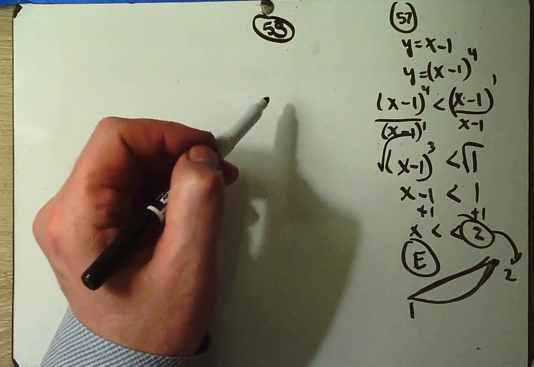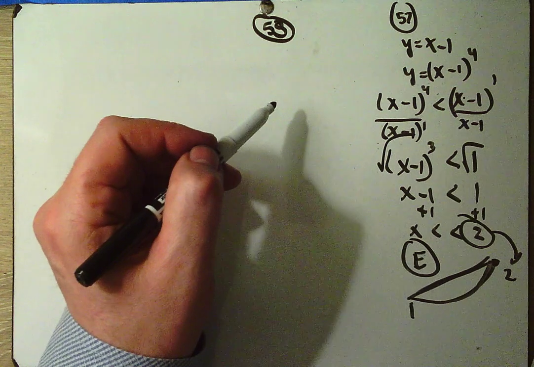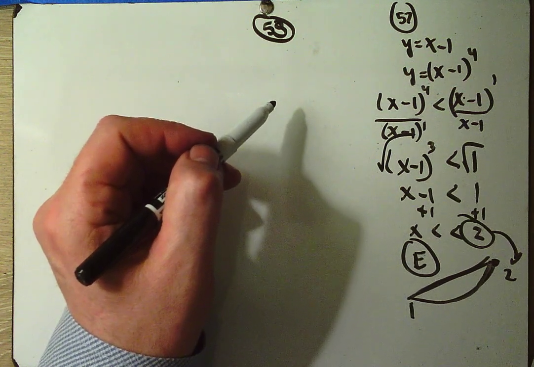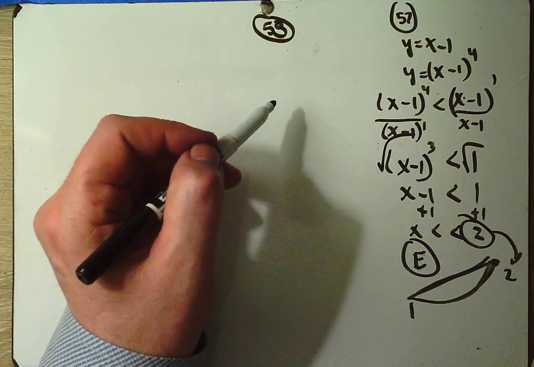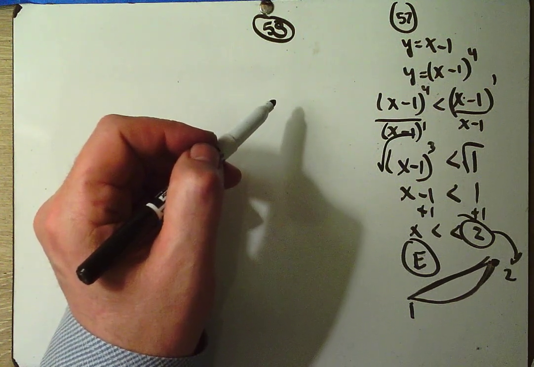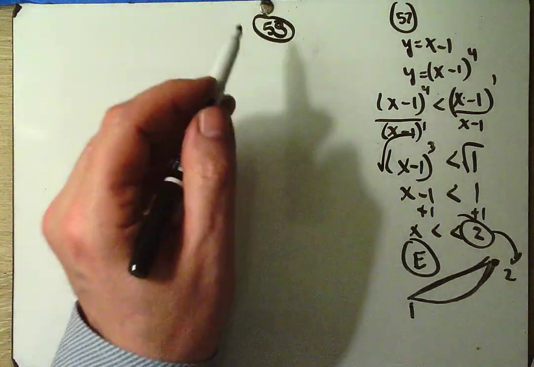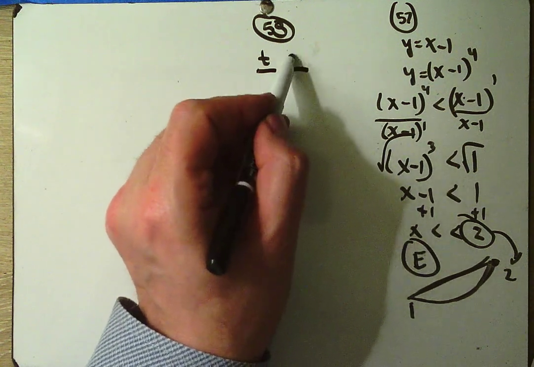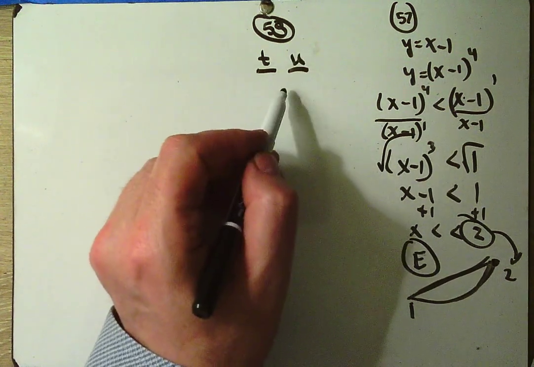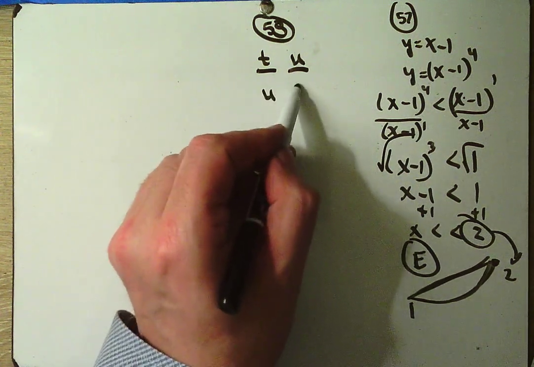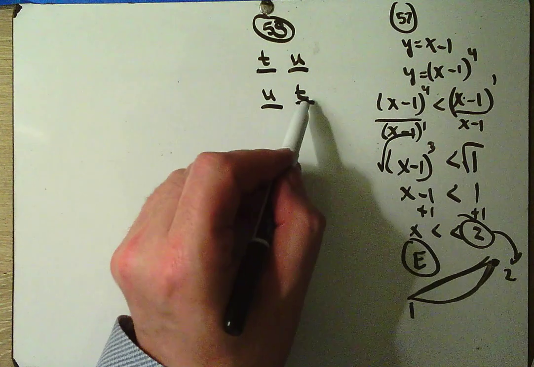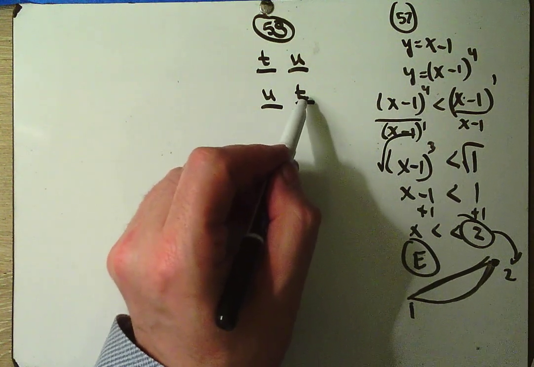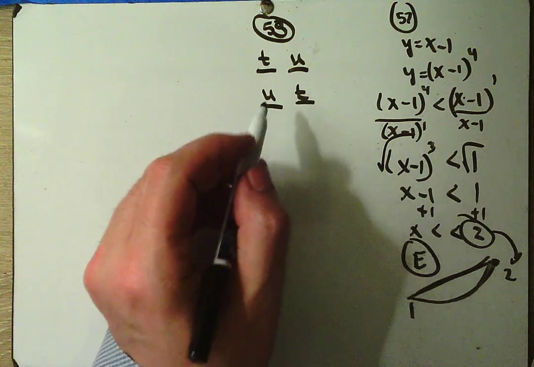58. For every 2-digit number, x, and every tens digit, t, and units digit, u, let y be a 2-digit number formed by reversing the digits of x. Okay, so originally the digits of x, the tens is t, and the ones is u. And if I reverse those digits, I'll have u, t. U is the tens, t is the ones. Which of the following is the equivalent of x minus y?